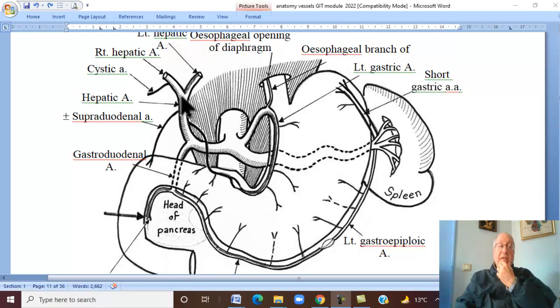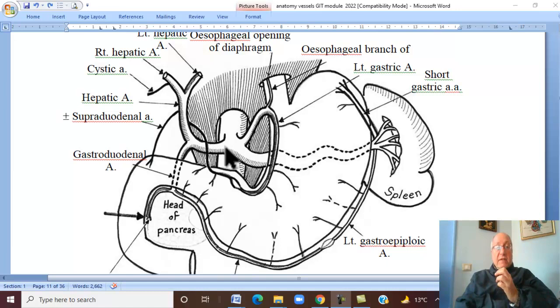Finally, in the porta hepatis, the hepatic artery divides into right and left terminal branches to the right and left lobe of the liver. Never forget that the right hepatic artery gives, like hepatic artery, to the right towards the gallbladder. Therefore, it usually gives the arterial supply to the gallbladder, which is cystic artery.